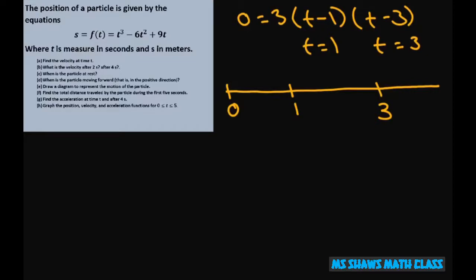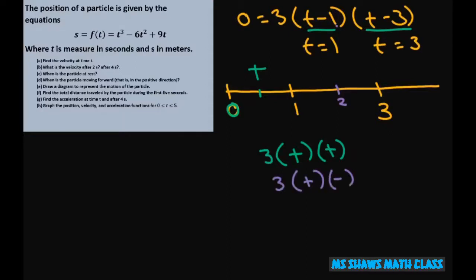Now, what I can do is just plug in a negative number, or I can plug in 1/2. You could actually plug in 0 in here. When you plug in 0 or 1/2, you're going to get 3 times a positive times a positive. These two will both be positive, so the whole thing will be positive. That's what you put here. Now let's try 2. You plug in 2 in here, you're going to get 3 times a positive times a negative, because 2 minus 3 is negative 1. That's going to be negative, so we put a negative there.